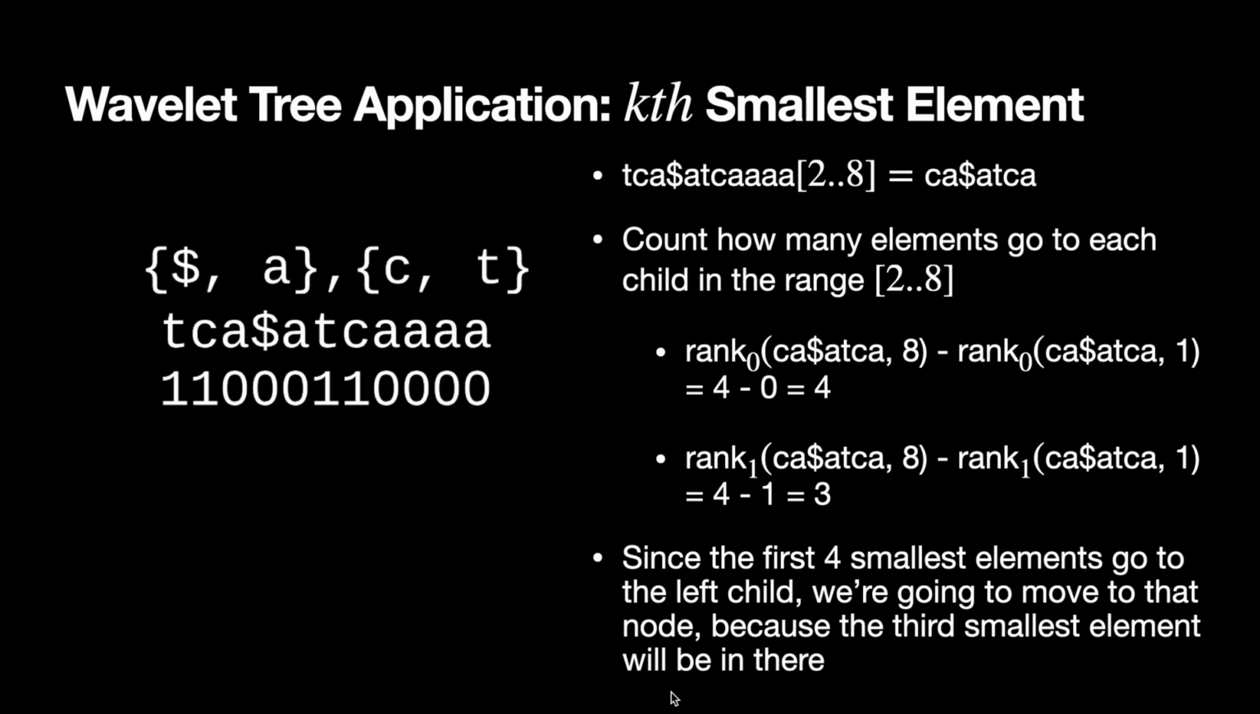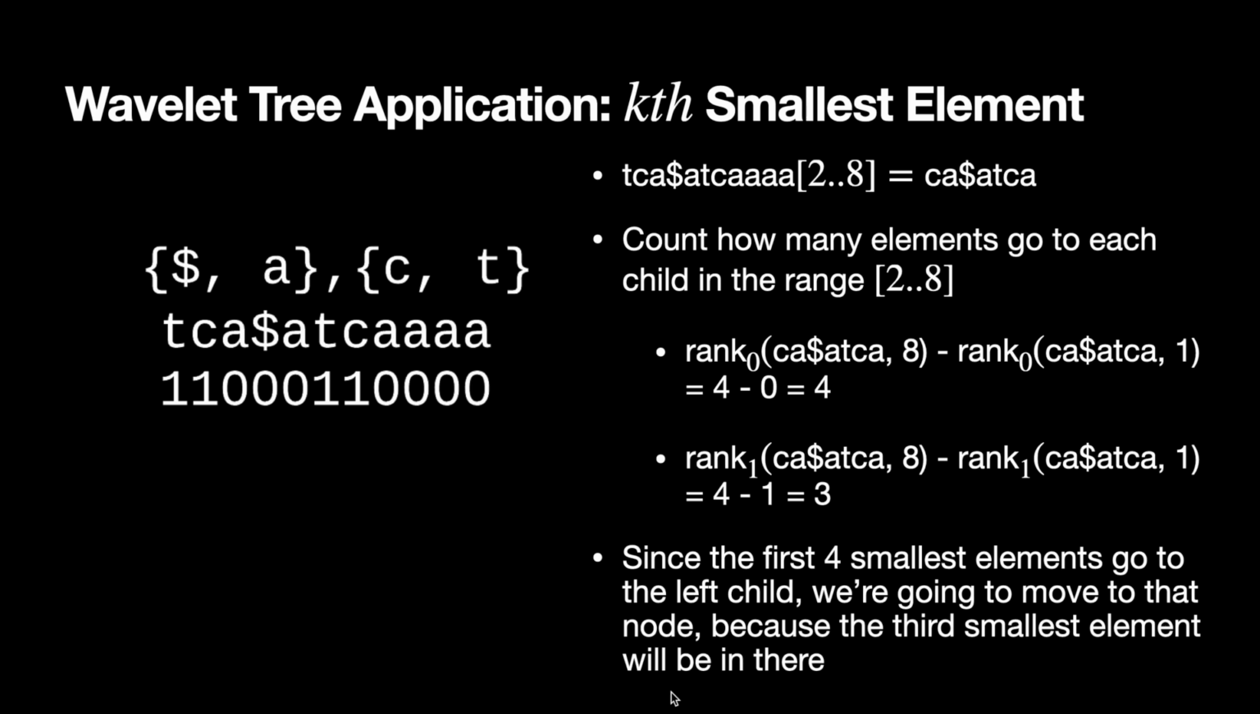So this range we're considering. And we can use this previous algorithm we've described. So we take the rank of zeros for this substring $ATCA at 8, and then subtract the rank at 1. So we're finding it in the interval as previously described. And in this case, we find that there are 4 zeros here, and there are 3 ones. So since the first 4 smallest elements go to the left child, we're going to move to that node because the third smallest element that we're looking for is going to be in there.